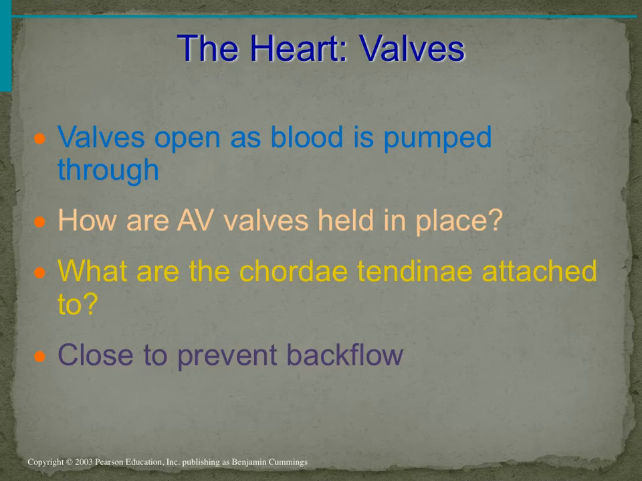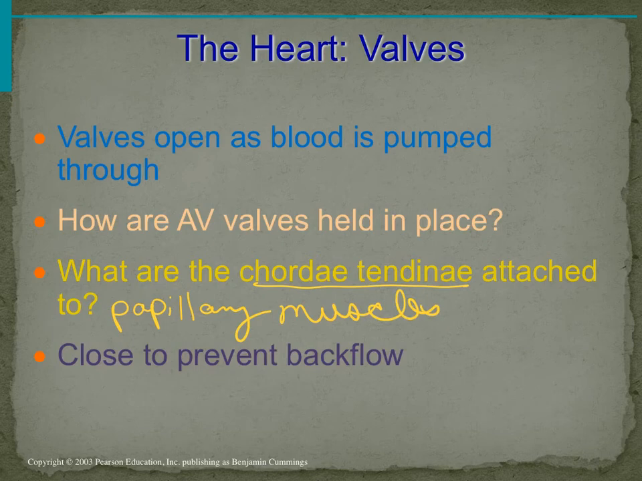So the AV valves are held in place by what are called chordae tendineae, which are right here. These are attached to papillary muscles. So they're little like papillae, little outcroppings, little bumps basically. That the chordae tendineae are attached to, and the chordae tendineae attached to the valves as well. And so those close to help prevent backflow. So like I said, the blood is always flowing in one direction through the heart and through the body.